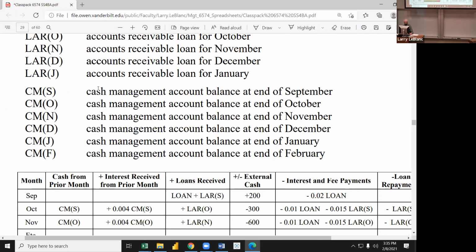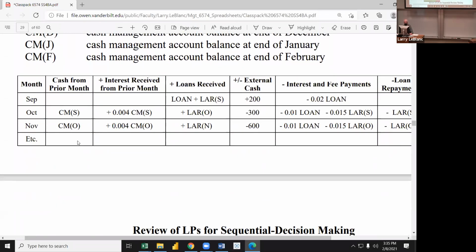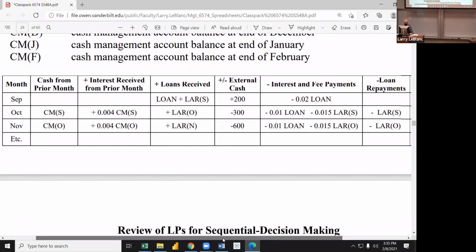Cash management account calculations for each of the 6 months in the horizon. We will need to set up Excel to do the following. In September, the cash from the prior month is not applicable because there is no prior month. Interest received from the prior month is not applicable. There is no prior month. The loans received in September are the big loan, the 6-month loan, plus the loans against receivables for September. The external cash is 200,000.